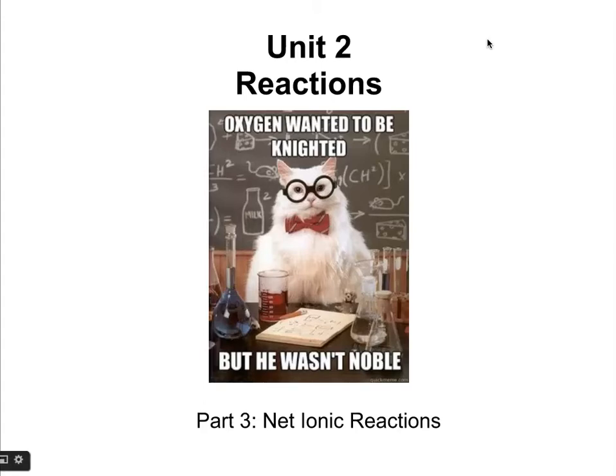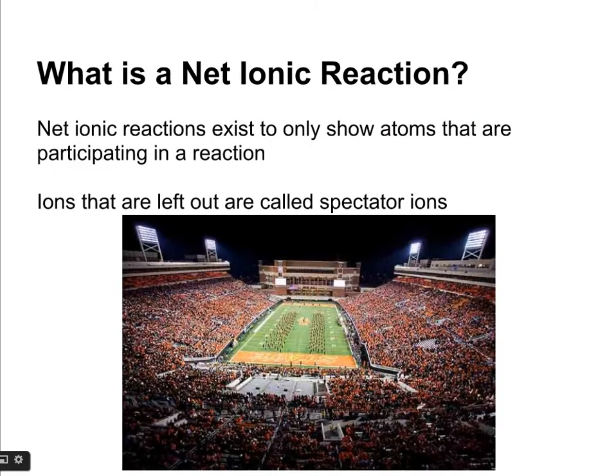Part 3 of Unit 2 is Net Ionic Reactions. A net ionic reaction only shows the parts of a reaction that are actually doing something. We often see reactions that take place between aqueous solutions where most things stay dissolved. Those things that stay dissolved in water are not going to actually do anything in a reaction. Yes, they're there, but they're not combining with anything. They're not making any new compounds. So we're going to get rid of them in a net ionic reaction.